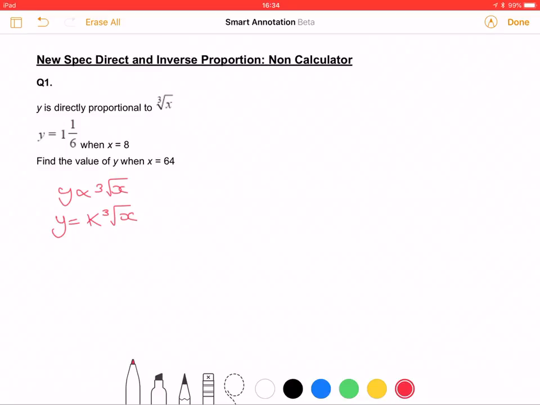All right, so first thing, if you did watch our first video, then lucky you. We said we're going to find k first, using the information of y and x that it gives in the question. So let's have a look. y is equal to 1 and 1/6.